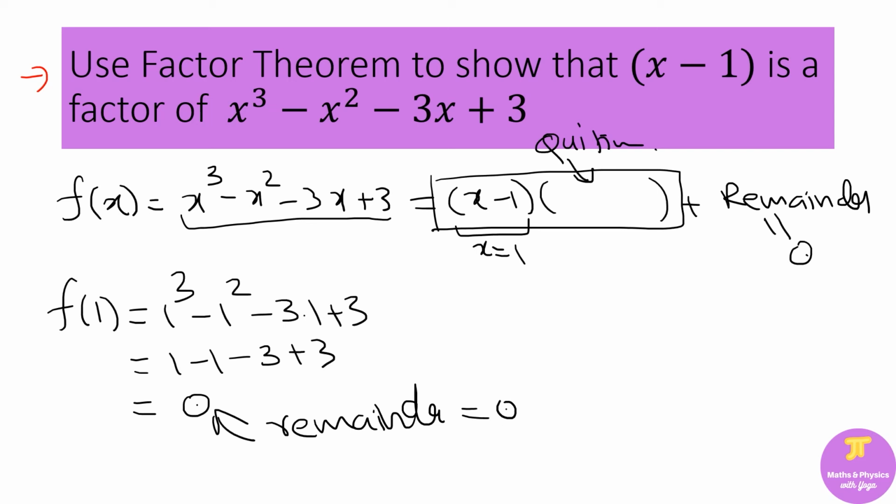If remainder is equal to 0, then we know that when you convert this function into a factor formula, like when you convert this function into x minus 1 times another factor, the remainder becomes 0. Therefore, x minus 1 is a factor.